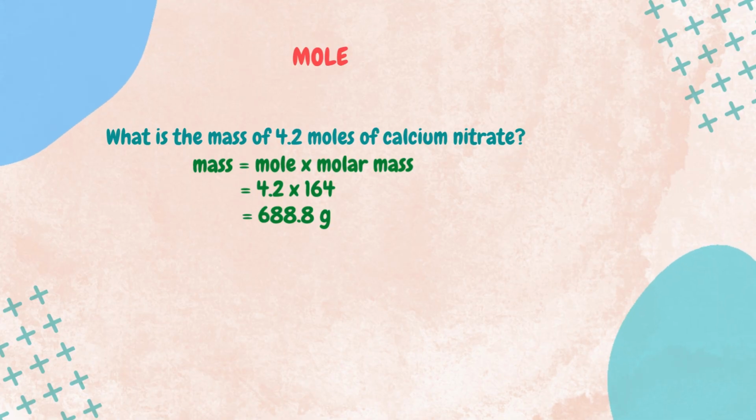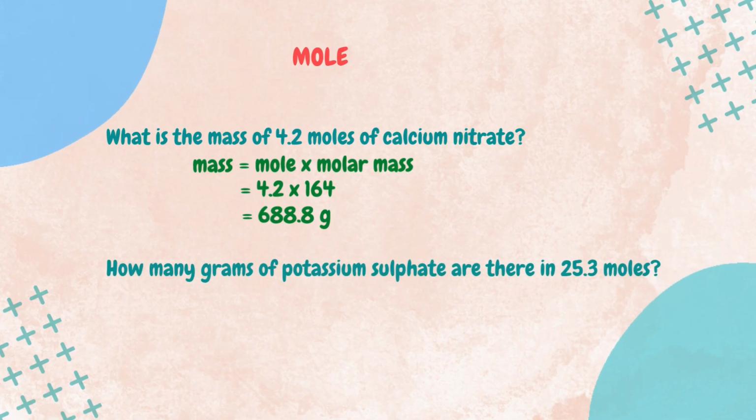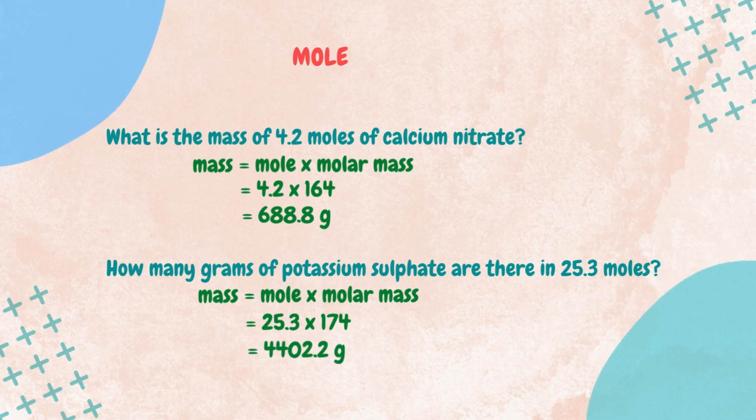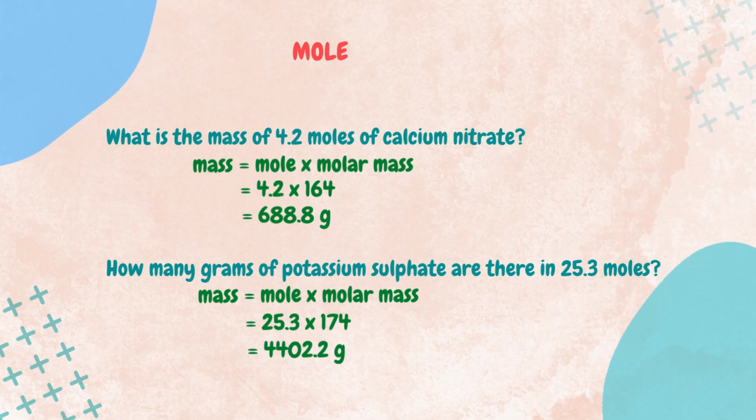Another example. How many grams of potassium sulfate are there in 25.3 moles? Mass is equal to mole times molar mass. The mole given is 25.3. The molar mass of potassium sulfate is 174. 25.3 times 174 gives 402.2 grams. So 25.3 moles of potassium sulfate have 402.2 grams.